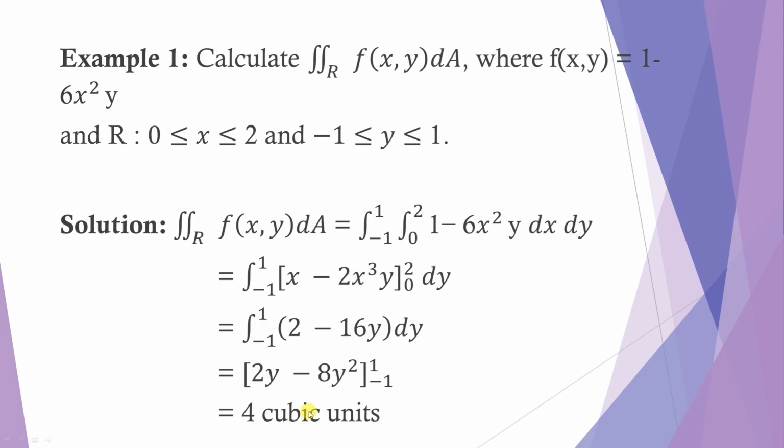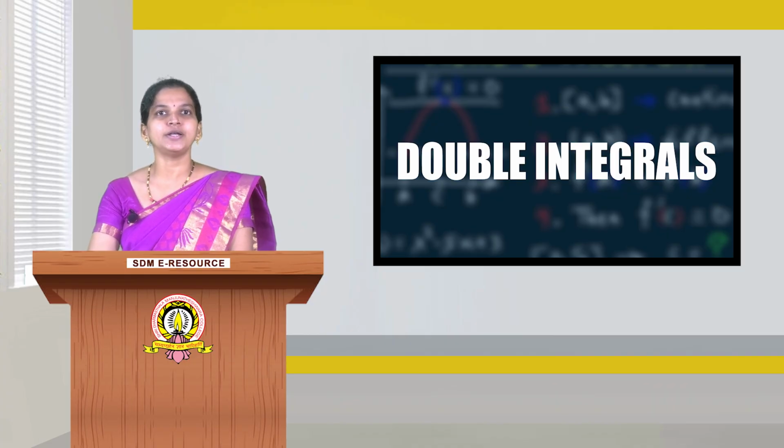So we get 4. Since the double integral can be interpreted as the volume of the solid, I have written the units as cubic units. It actually gives the volume of this solid, which is bounded above by this surface z equal to 1 minus 6x squared y and below by this rectangular region. So the volume is 4 cubic units. This is how we calculate this double integral over the given region R. Here the region was a rectangular region.